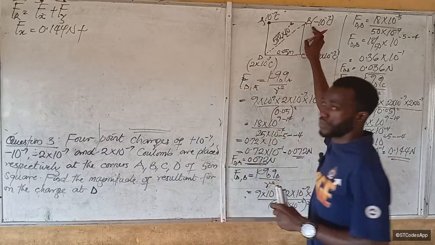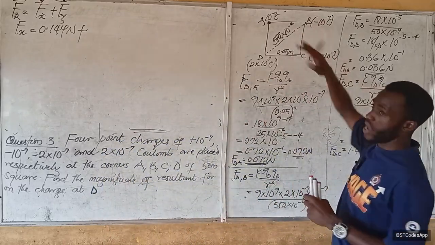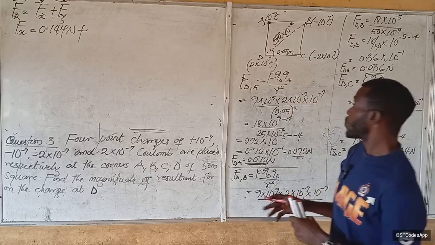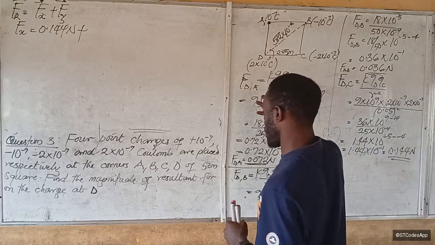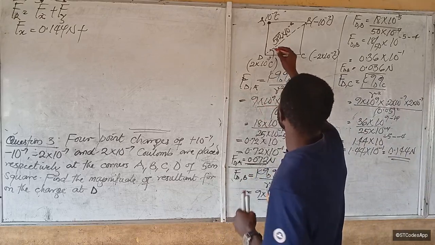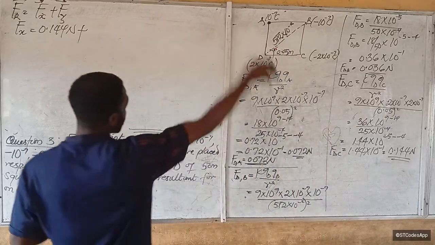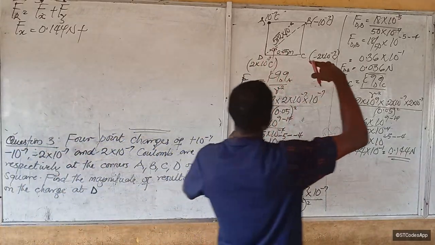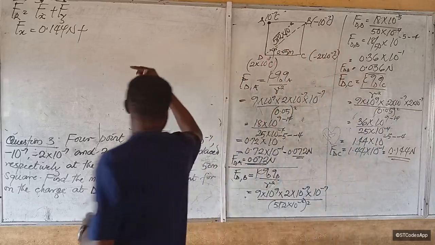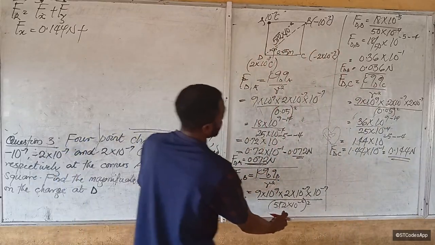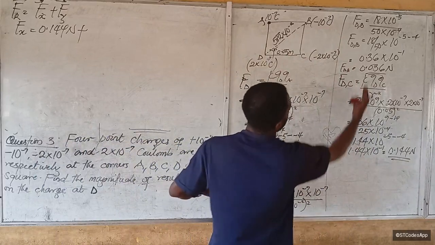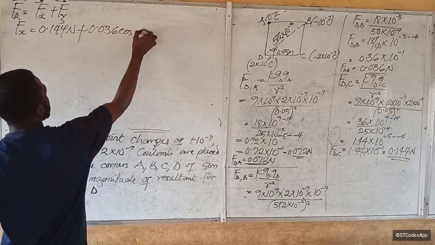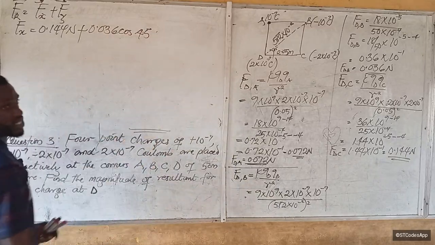So this one, B, we are going to resolve it to both x and y-axis. So resolving to x-axis, the angle here, we will assume that it is on perfect 45 degrees. So that will be 45 degrees here. So we'll be resolving to x-axis. That becomes FDB cos theta. So what is FDB? FDB is 0.036 cos 45, then plus 0, which is FDA.